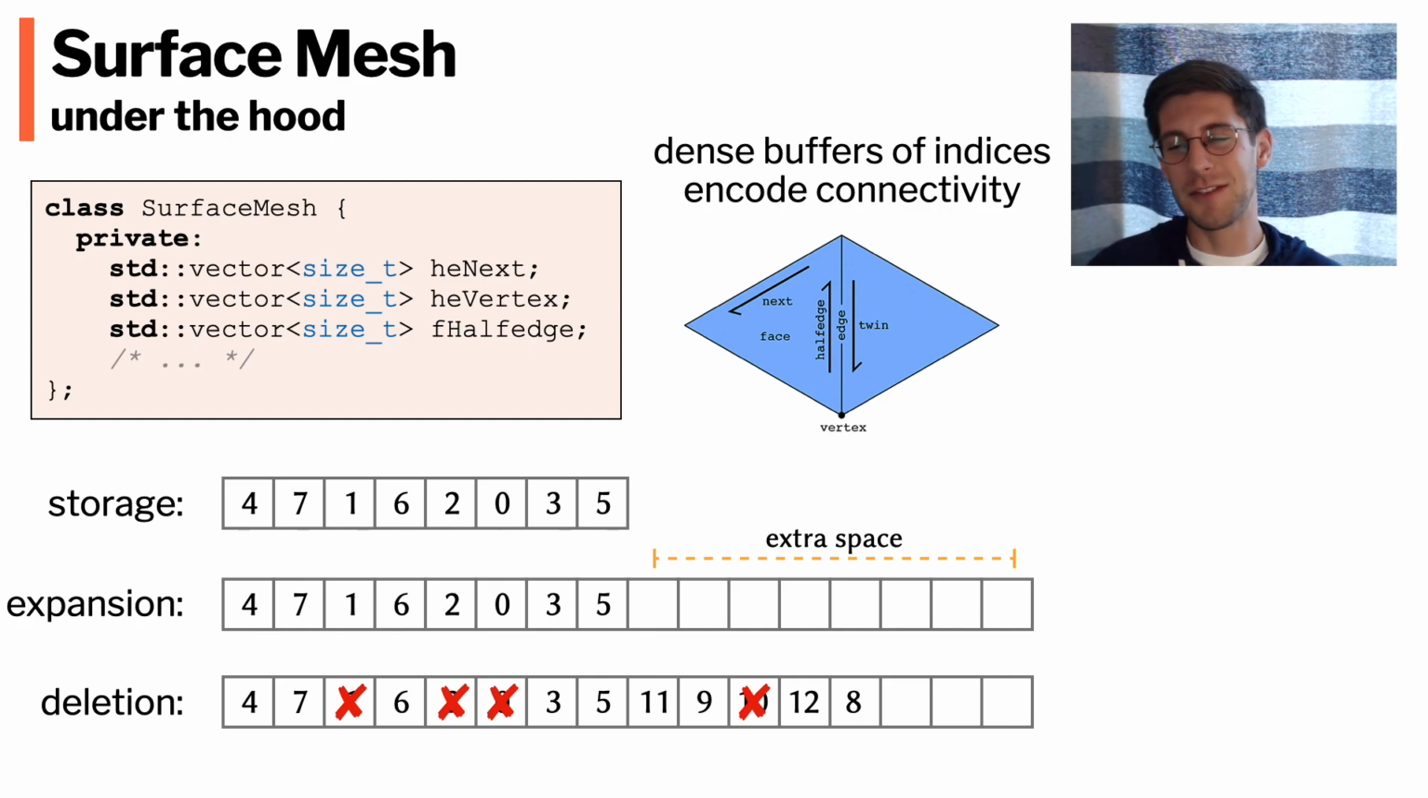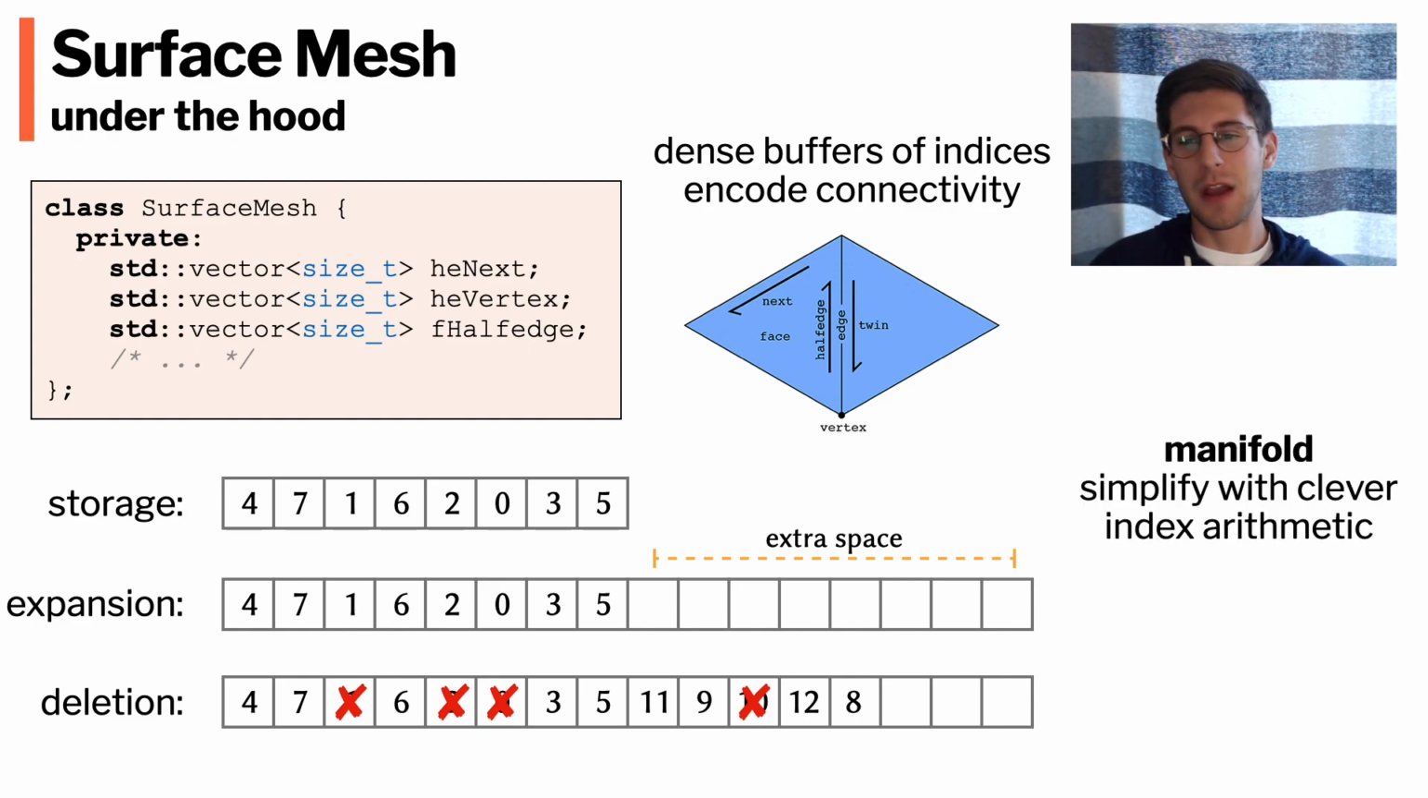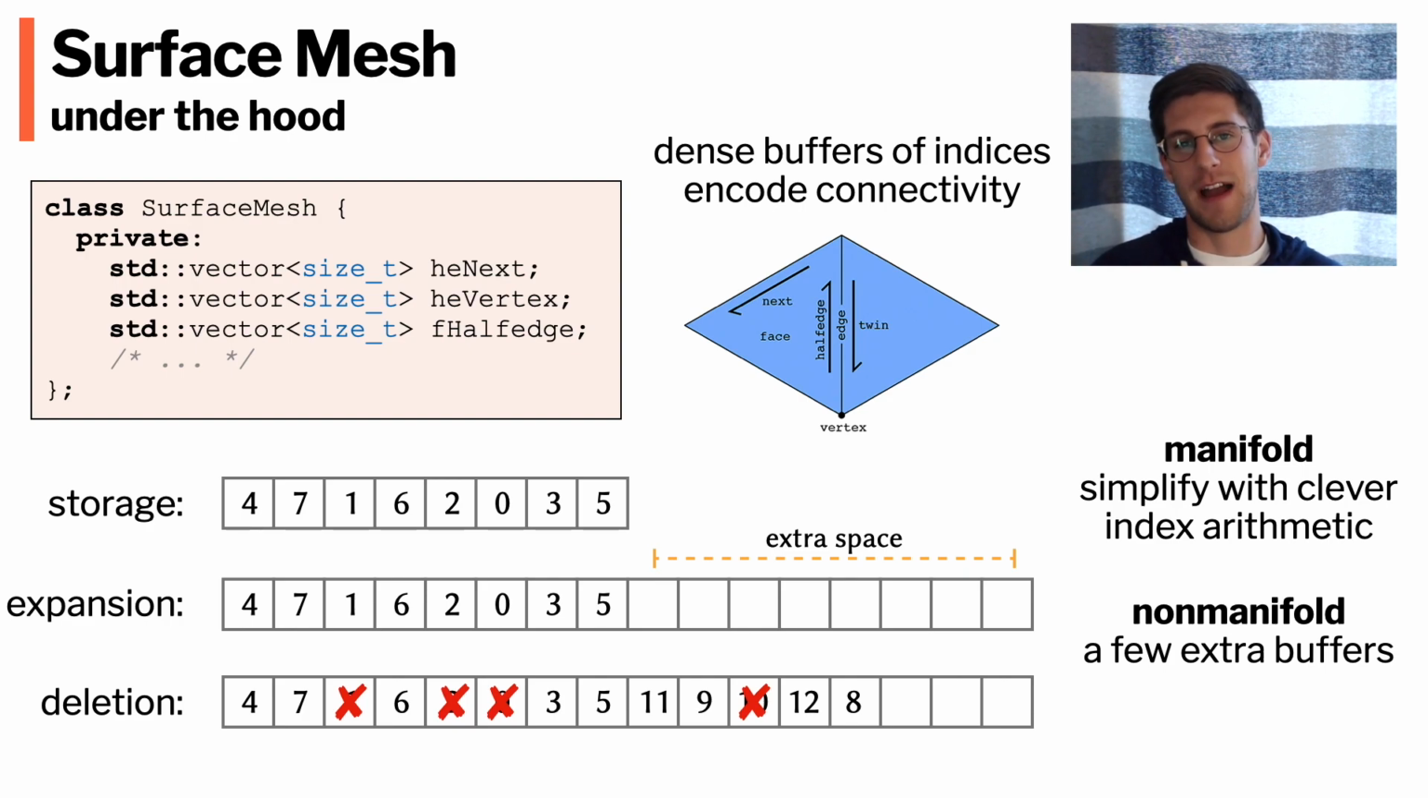And of course, none of these are details you have to care about when you're interacting with the mesh class. It's how we do things under the hood to keep them efficient for whatever application you might be designing or whatever algorithm you might be implementing. A few more little details. We play some clever tricks with manifold meshes, which allow you to actually represent less connectivity by doing some implicit arithmetic on indices. So this is just an efficiency optimization. And we also extend the traditional notion of half-edge meshes to support non-manifold meshes by storing a few extra similar buffers of data.